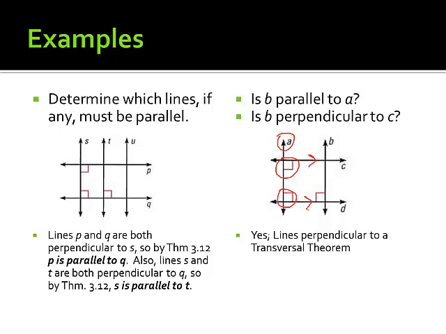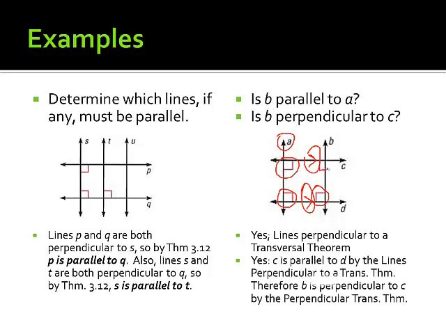If we know that C and D are parallel, that means B is perpendicular to D. We also know, since they're parallel lines, that C has to be perpendicular to B because of the perpendicular transversal theorem. Therefore, we know that B is perpendicular to C by the perpendicular transversal theorem as well. So we just did it, we used it twice.